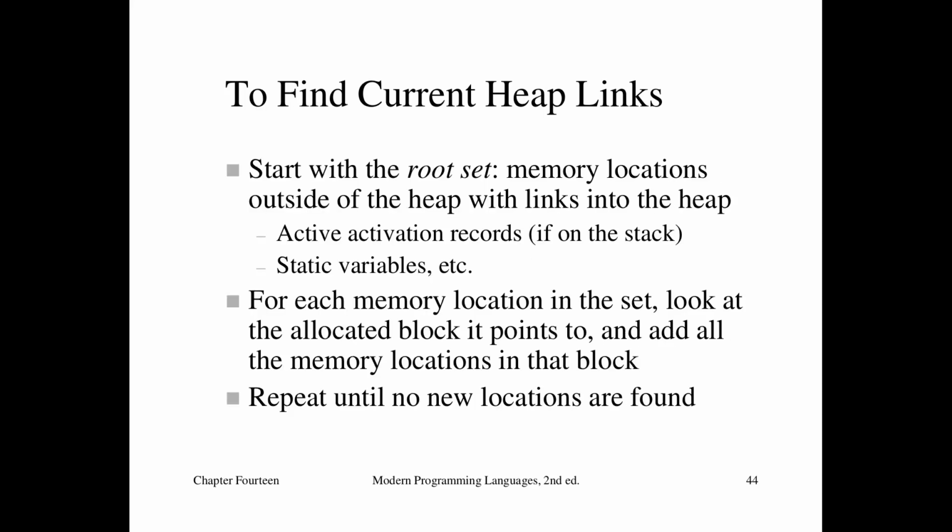In order to find those, we start with the root set: memory locations outside the heap with links into the heap. These are typically the active activation record for a function or method, which is normally on the stack, not on the heap. But if it's a class method, it's on the heap. We have to understand that. Also static variables, defined outside of the heap, not as part of a class, but we'll talk about this later. For each memory location in the set, look at the allocated block it points to and add all the memory locations in that block. Repeat until no new locations are found.